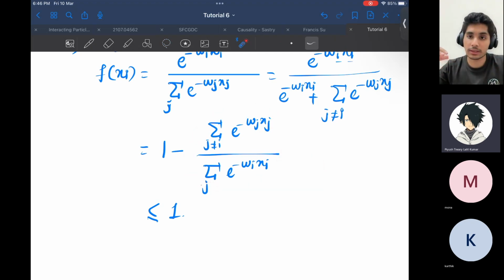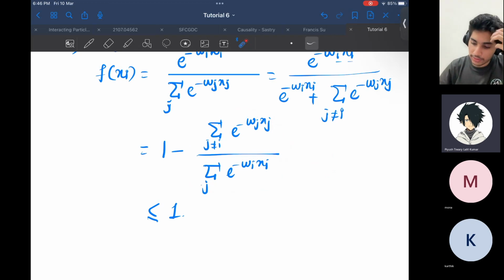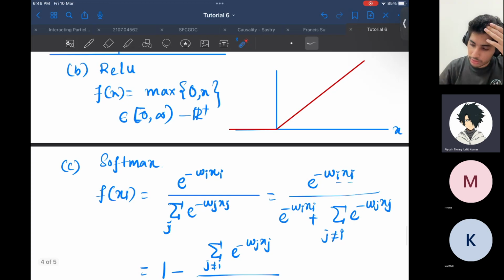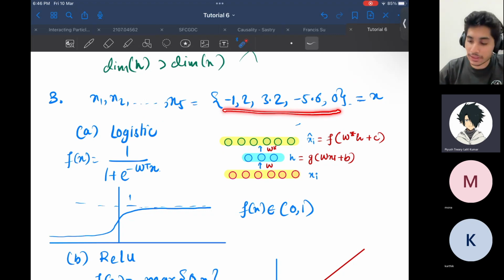So I am subtracting something positive. Maybe this value is like 0.1. If I subtract 0.1 from 1, it will become 0.9, which is less than 1. So f of xi, I know that is less than 1. So what do I know about softmax? That each of these outputs, right here, will be less than 1. This I know. So do I have anything in my data which is greater than 1?